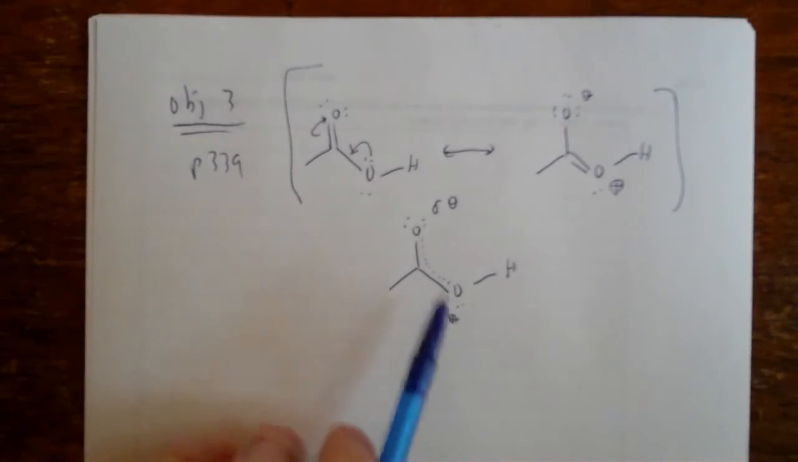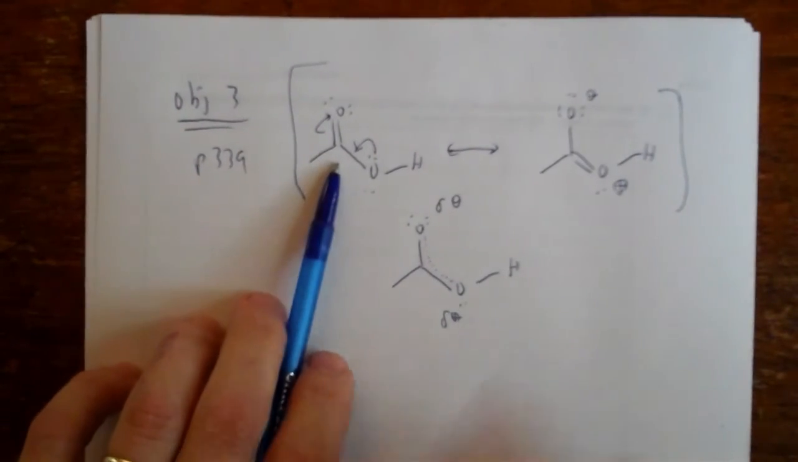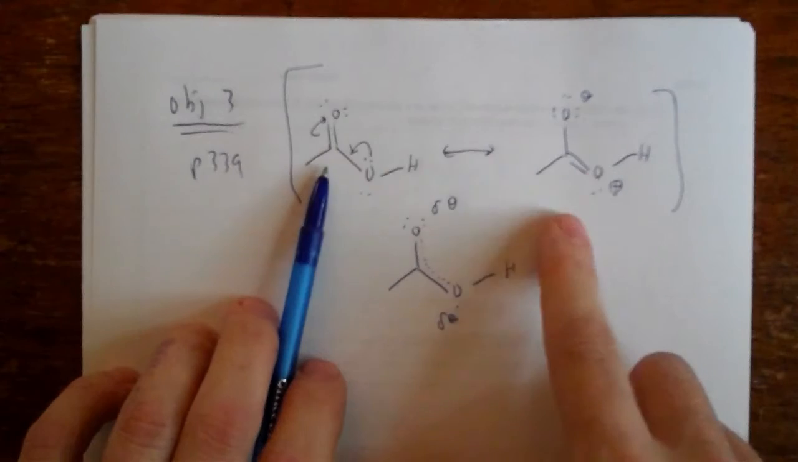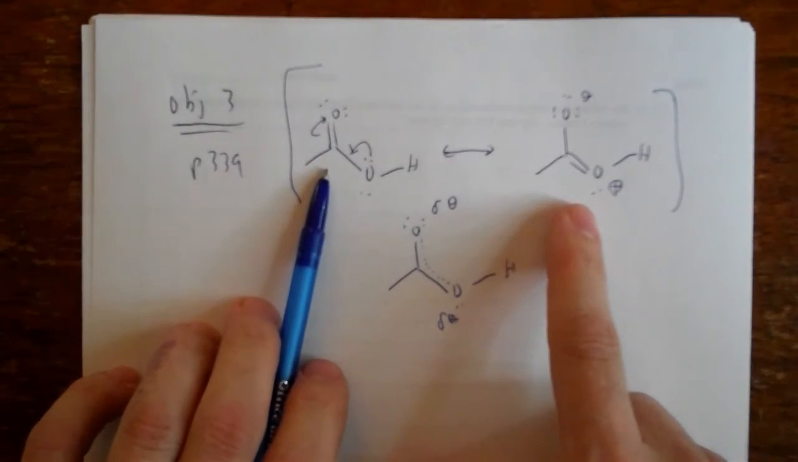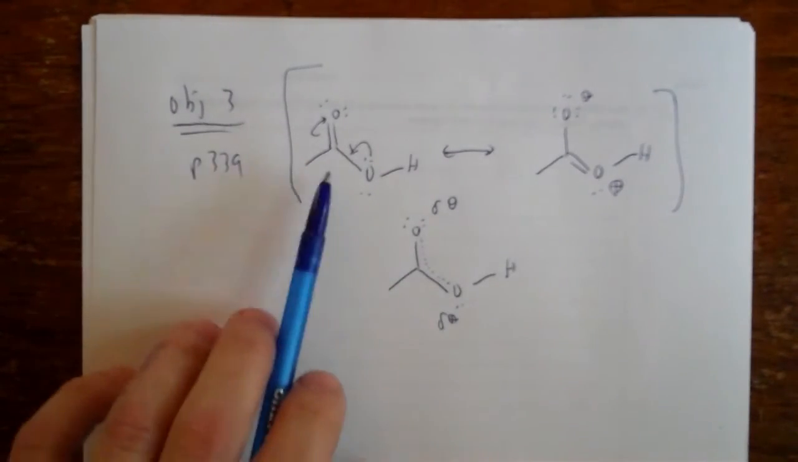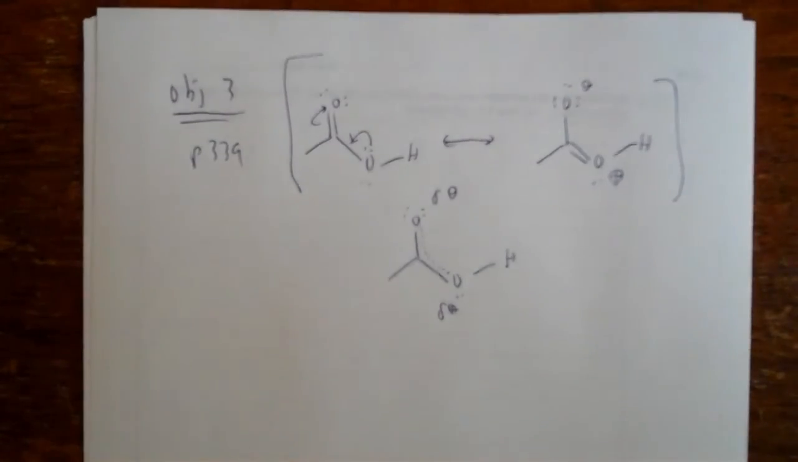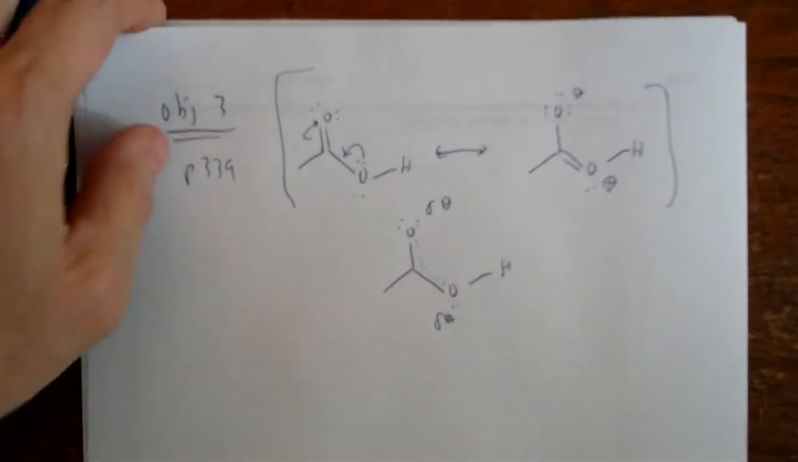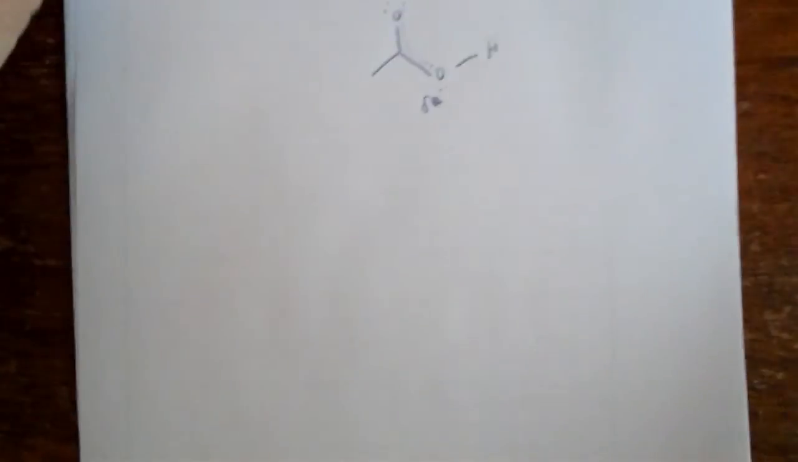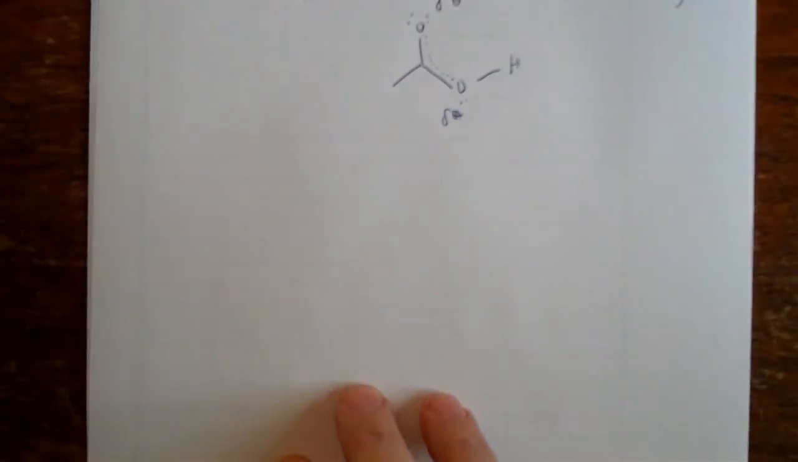Okay, as a matter of fact, it turns out that this is so much more stable than this, that this is negligible. And when we draw acetic acid, we almost always just draw it like that, and we give no thought to the resonance contributor. Okay, but let me give you an example of one that has a separation of charge, but the resonance contributor is not negligible.